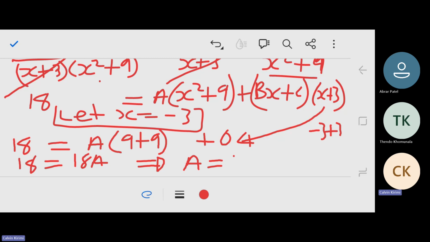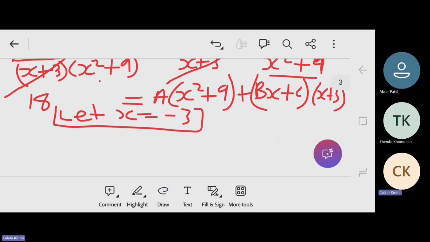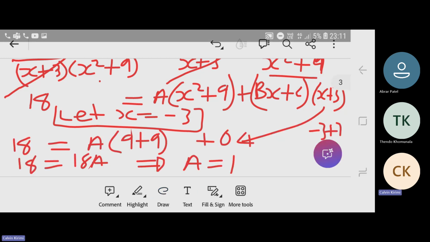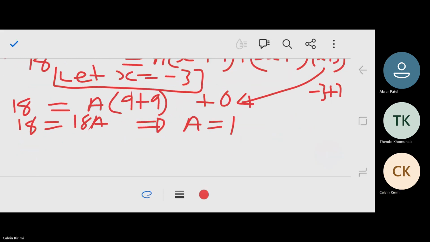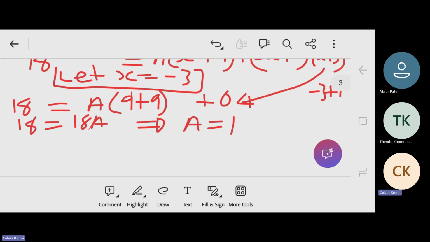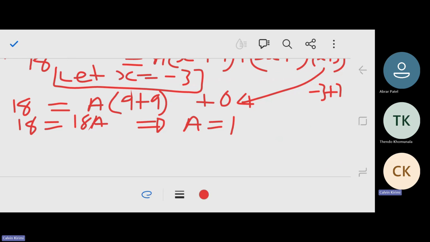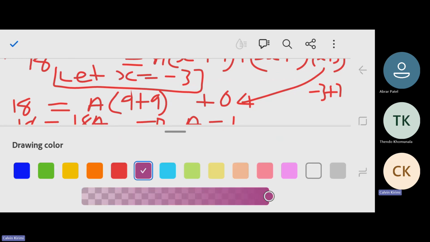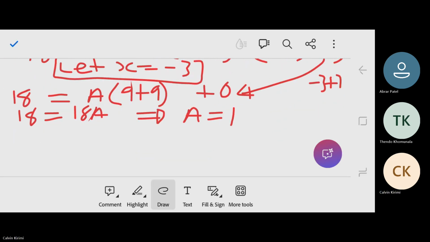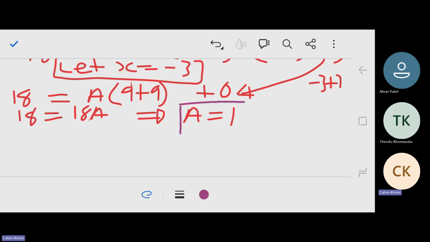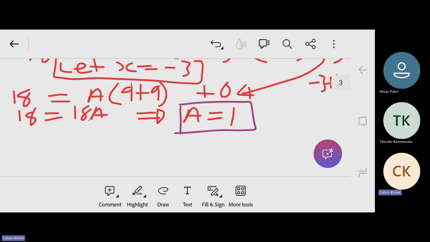So once you know your A, now you can solve for B and C. That's what we want to do now. We now know what A is: A is equal to 1, found by letting x equal to -3.